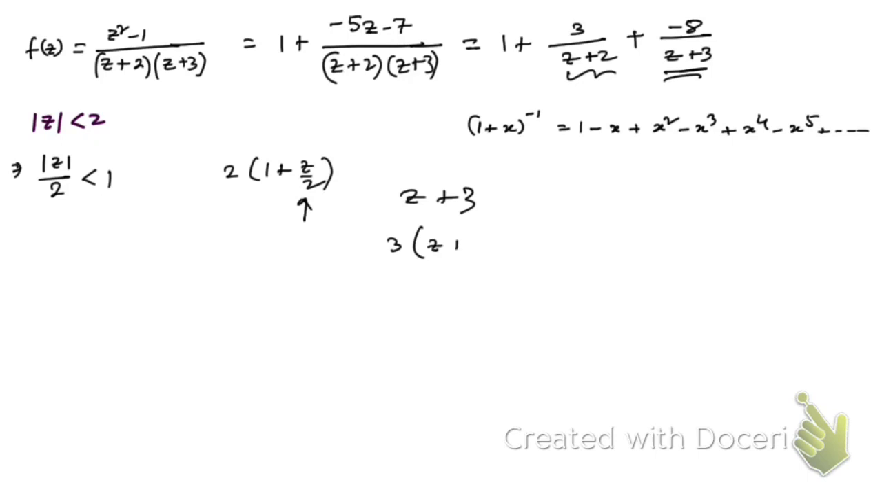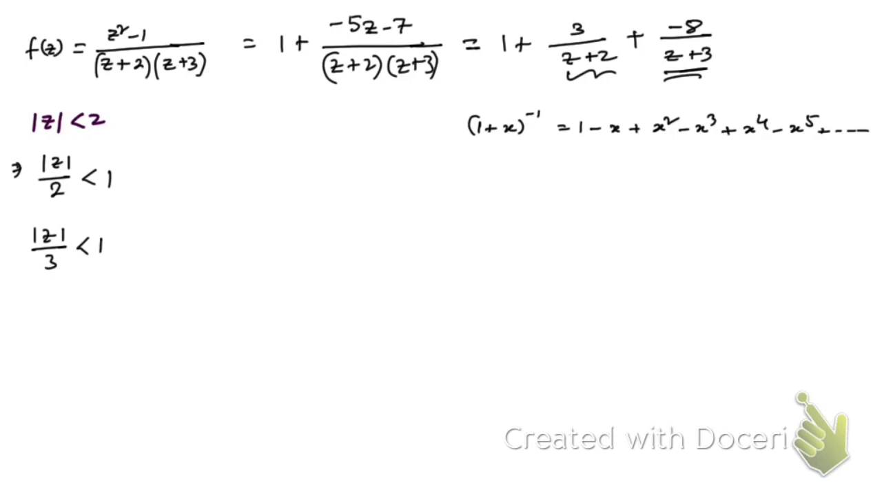If you take 3 common, then we're going to have z by 3 plus 1, or you can write 1 plus z by 3. This is also less than 1. If mod of z divided by 2 is less than 1, then it is obvious that z by 3 is also going to be less than 1. So now let's do that.